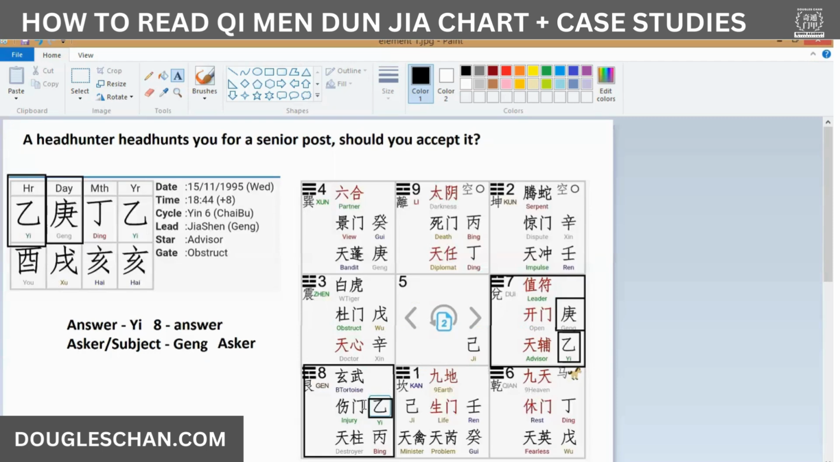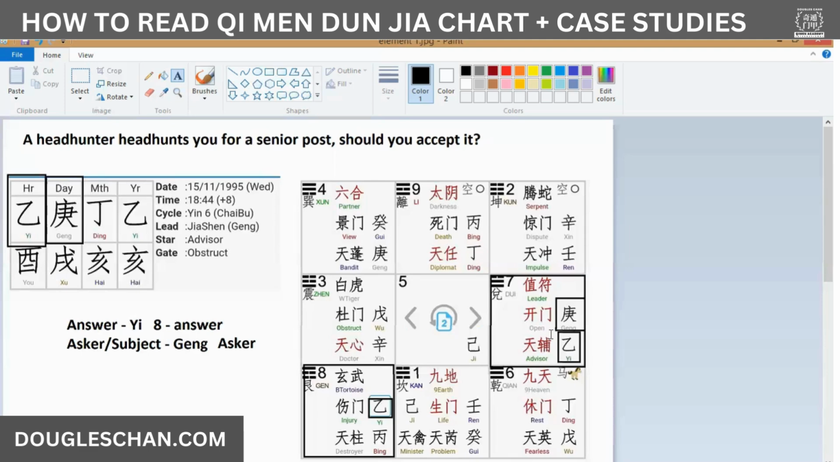However, we cannot look at just the answer, we have to look at other things to see the overall situation. If you look at box number 7 itself, which is over here, we have 3 red symbols, which have the open door, leader, and the advisor, which is representing you, the subject. At this point of time, you are very lucky. Your luck is very good. You are somebody who is very friendly, very open to new ideas, and you are also a leader, and somebody who is more cultured and very educated. So it tells us a lot about yourself.